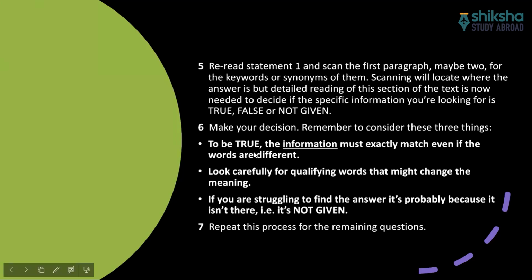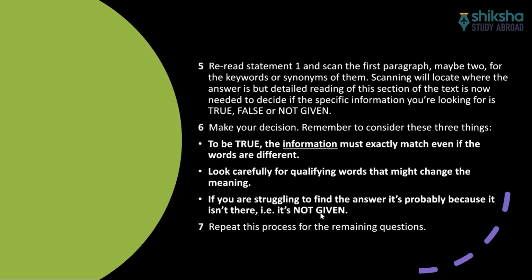First is, to be true, the information must exactly match even if the words are different. So the information should match, okay, 100%. Next is, look carefully for qualifying words that might change the meaning. And third is, if you are struggling to find the answer, it's probably because it isn't there. That is, it's not given.